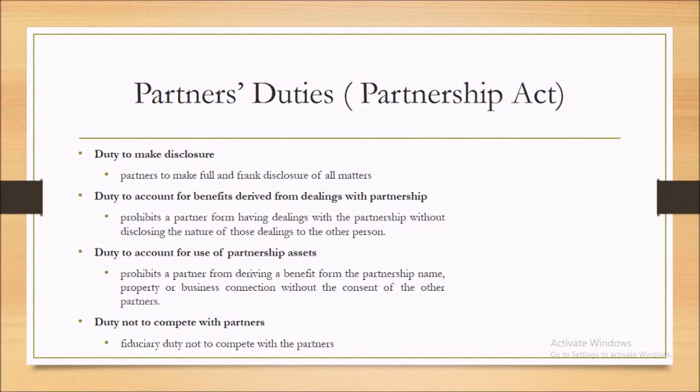Now, let's say in a case where the partners don't know about the business transactions done by each other, that makes a sort of dispute or conflict between the partners. So ultimately the partnership will be dissolved, or even the partnership will be breached. Because of that, it's a partner's duty to make the disclosure of their business activities, to make full and frank disclosure of all matters to each other, right?